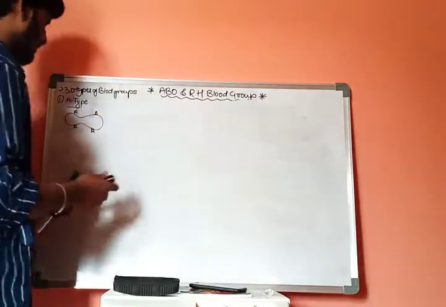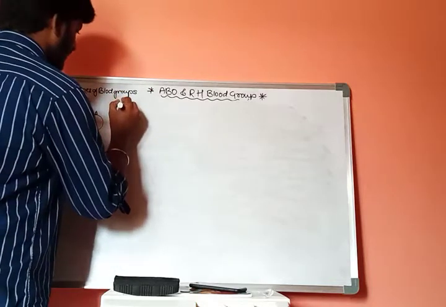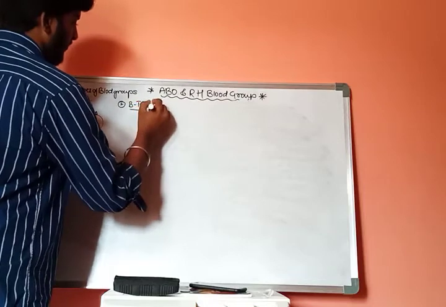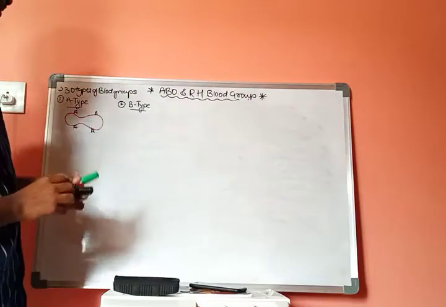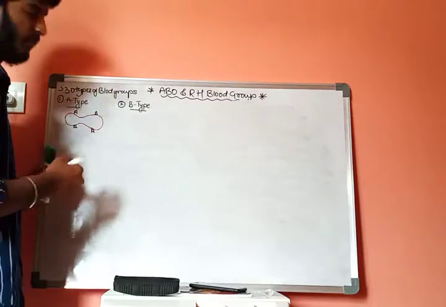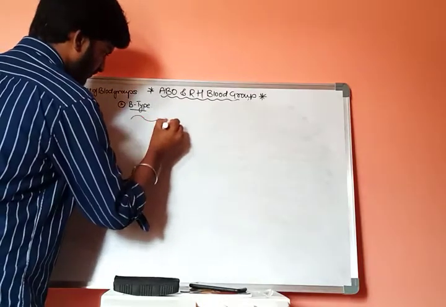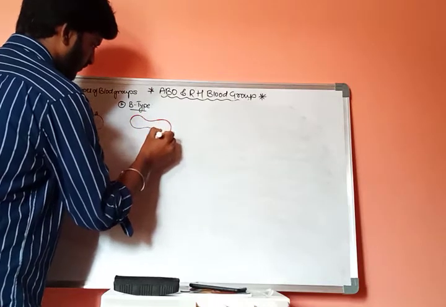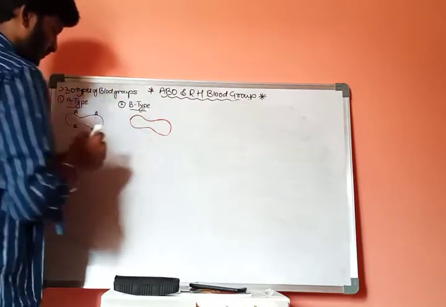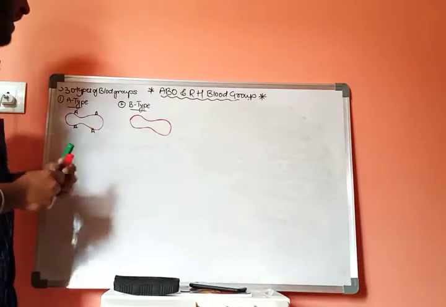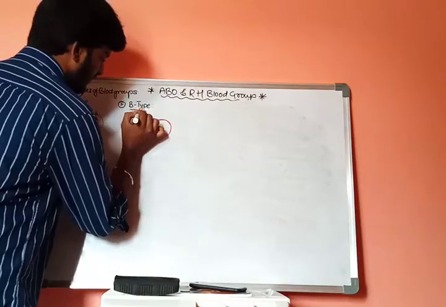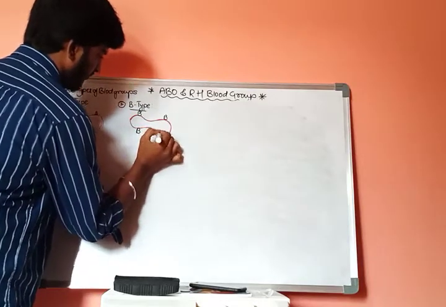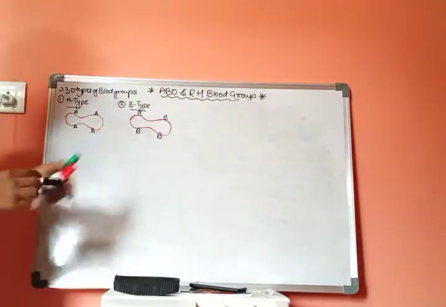And when we consider the second type, that is B type of blood group, a person is said to have B type of blood group when the surface of the RBC contains B type of antigens. This is about B type of blood group.